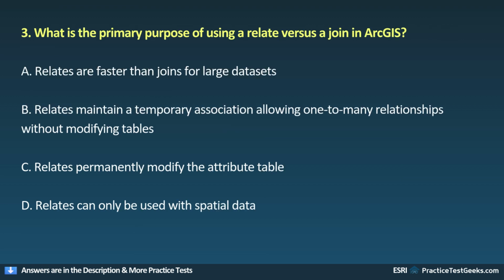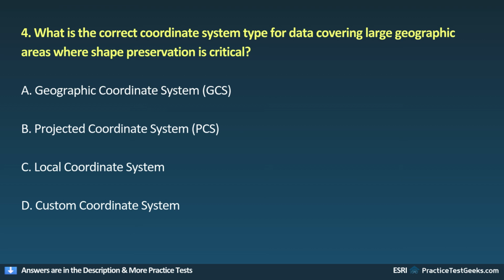3. What is the primary purpose of using a relate versus a join in ArcGIS? A. Relates are faster than joins for large datasets. B. Relates maintain a temporary association allowing one-to-many relationships without modifying tables. C. Relates permanently modify the attribute table. D. Relates can only be used with spatial data.